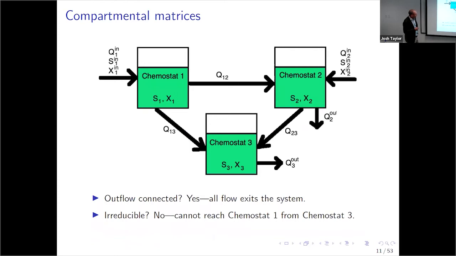So this system here, just to get a handle on these concepts, it is outflow connected. Even though there's no direct outflow here, we can follow a path out. But it's not irreducible because, for example, if I start in chemostat 3, I have no way to get back to chemostat 1.